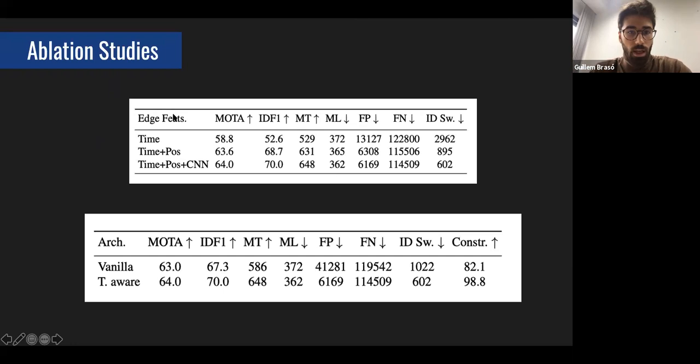So the question is, okay, what happens if you restrict the access of this information? So for instance, if we just put the time distance, so in principle, the network only knows how similar people are and how far they are apart in time. And we see that it still performs decently, but definitely not great. It's quite far from the best performance.